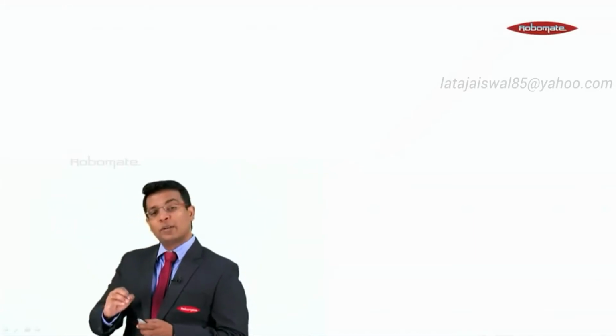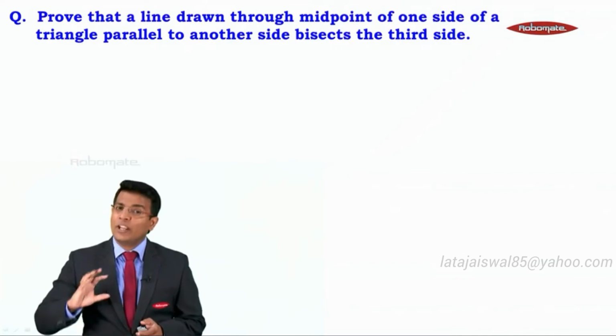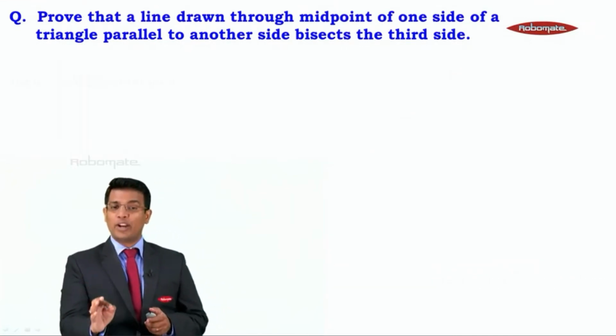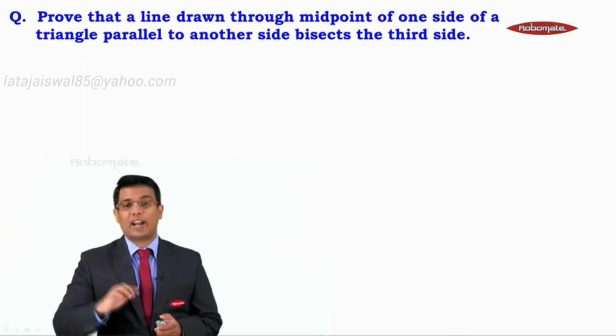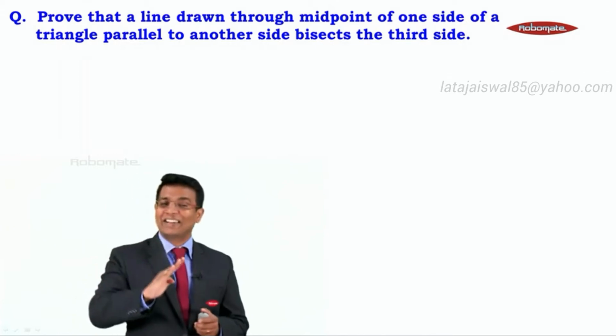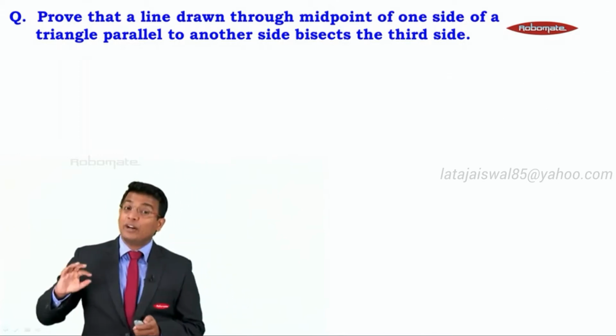A very beautiful sum, and it's going to be very interesting too. Let's understand the sum. There's only a statement given to us. It says: prove that a line drawn through the midpoint of one side of a triangle parallel to the other side bisects the third side. So for this, first we need to draw something.